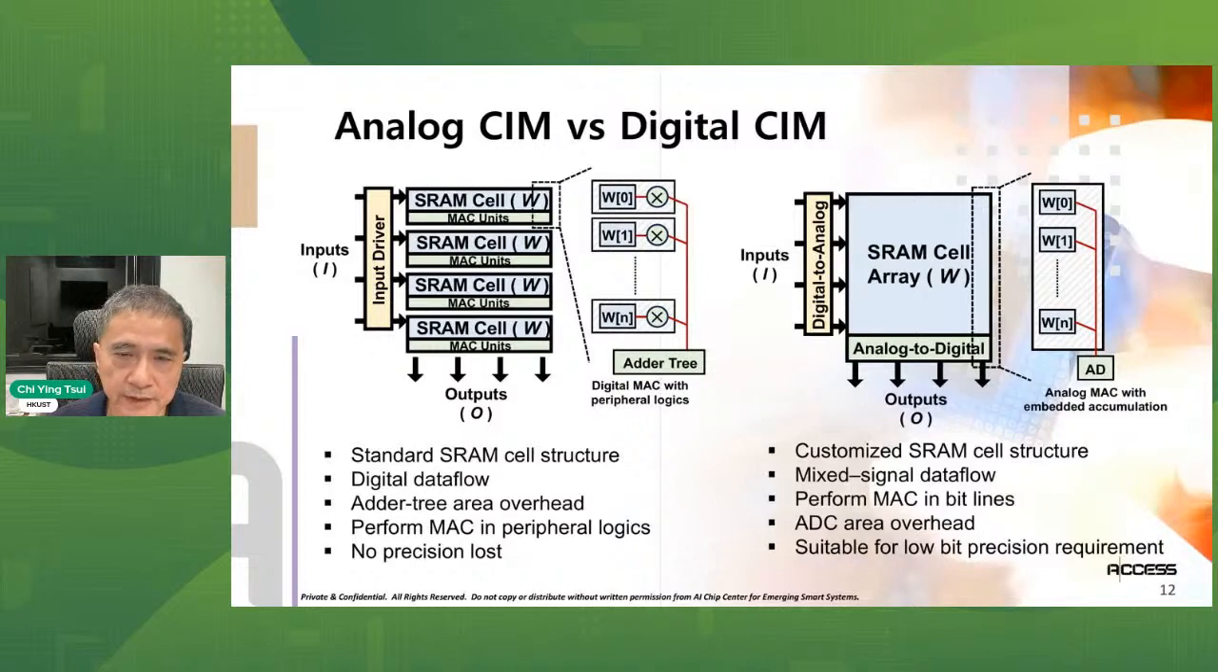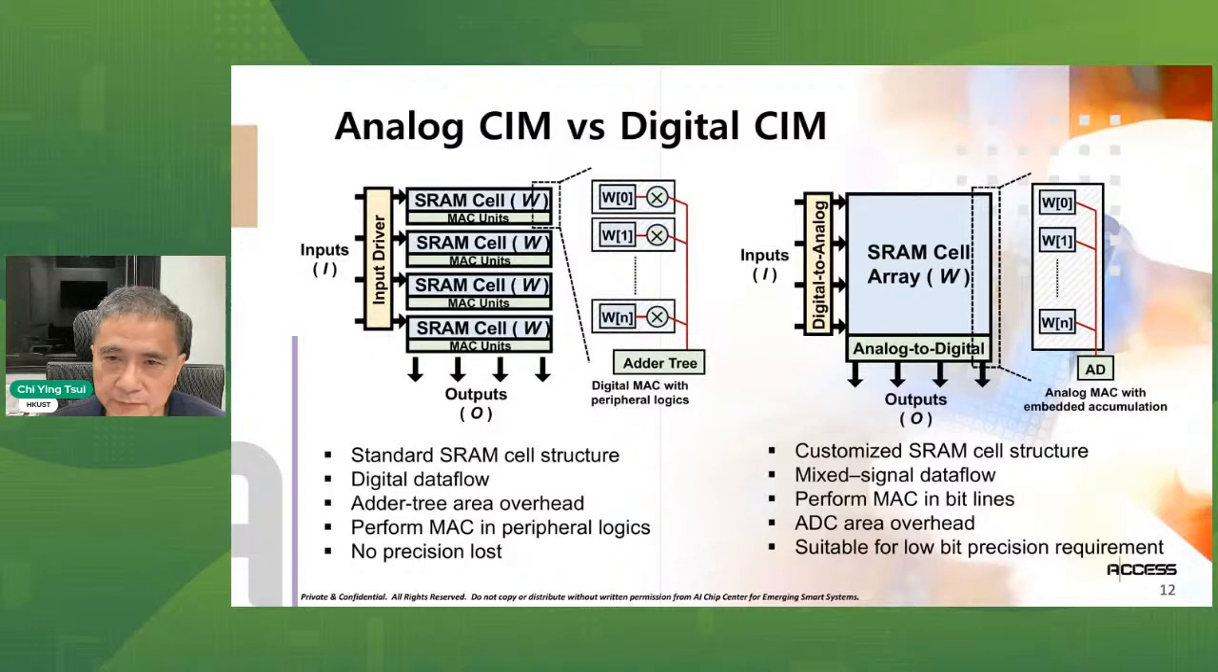These two approaches have their advantages and disadvantages. For digital CIM, you have very high precision. You don't lose any precision because everything is done digitally. For analog, you lose some precision because of non-linearity and noise. But area efficiency, energy efficiency, and parallel computation are advantages of analog CIM over digital CIM.